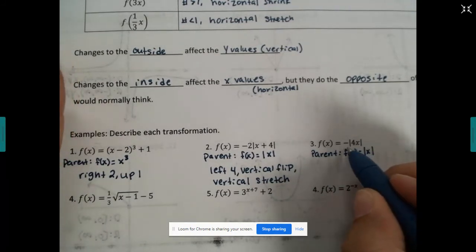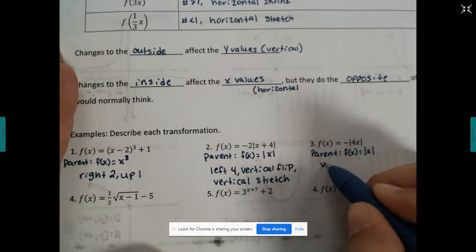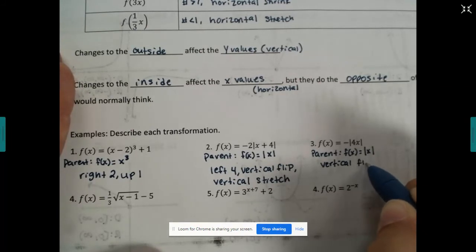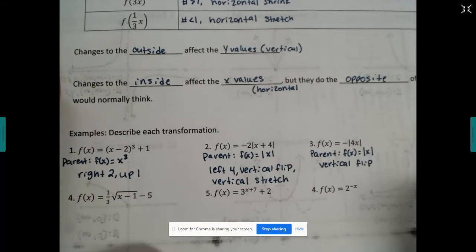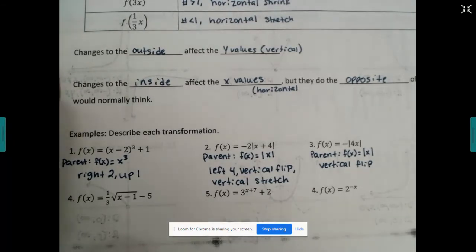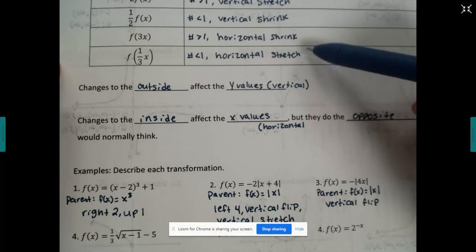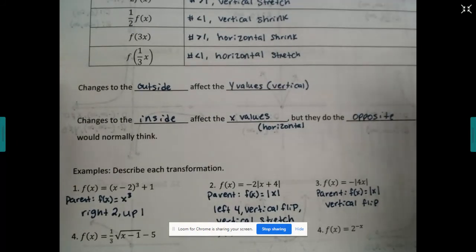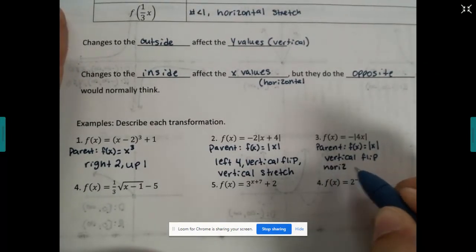So we have a little negative. Again, it's on the outside. So that's going to be a vertical flip. So since it's not adding or subtracting, that's going to be either a stretch or a shrink. So then it's inside. Yeah, good. So it's going to be a horizontal shrink because it is greater than 1. Yep.